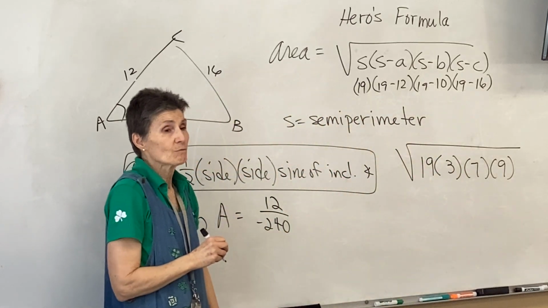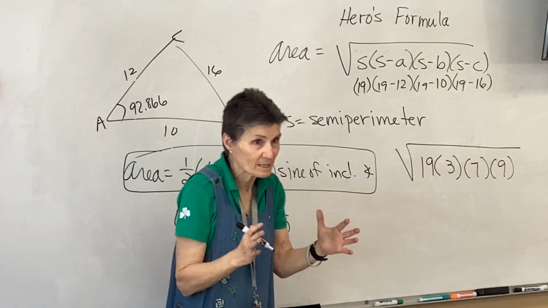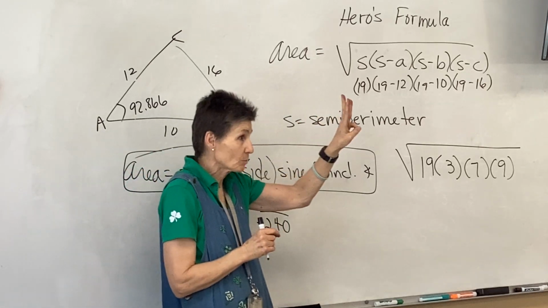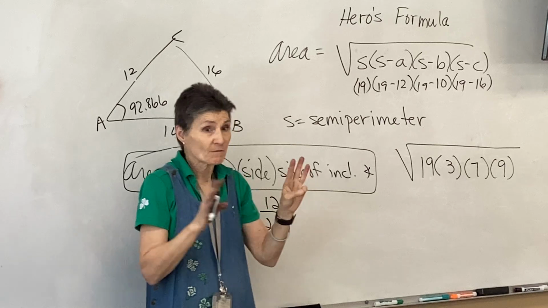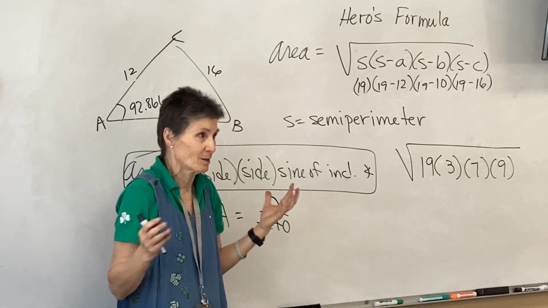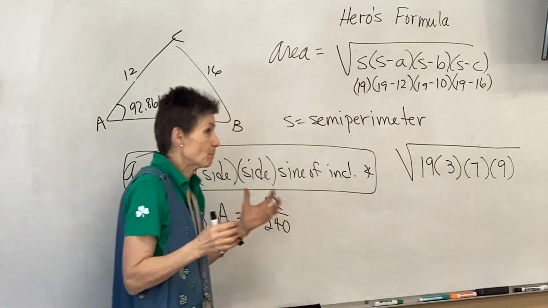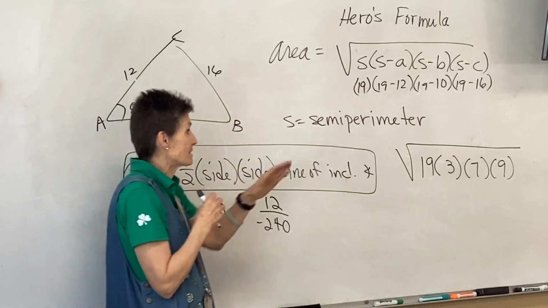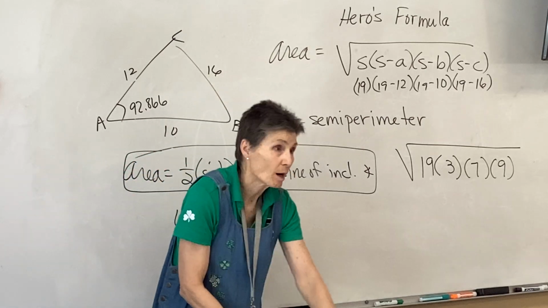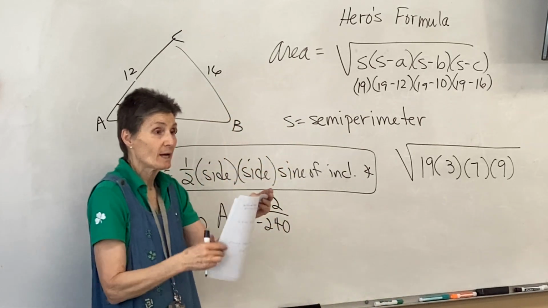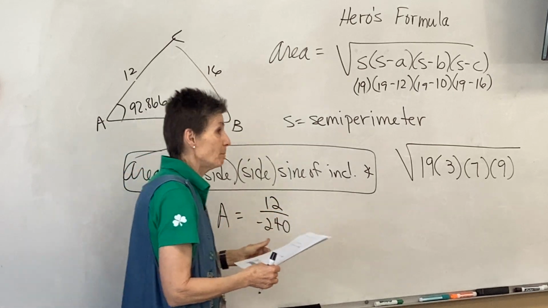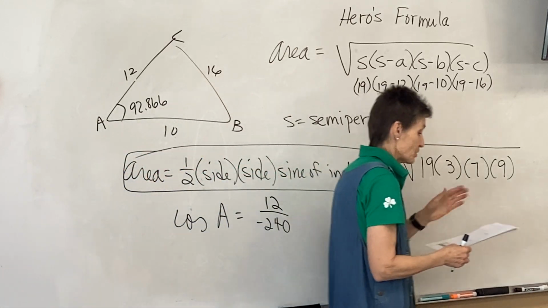Now, Hero's formula, for obvious reasons, is only going to work if you have all 3 sides. Because if you don't have all 3 sides, you're not going to get the perimeter, right? And you have to have the perimeter. If you have all 3 sides, this is a really awesome way of doing the problem. Okay? All right, so we're going to do one more. We're going to do problem D, which is on the next page.